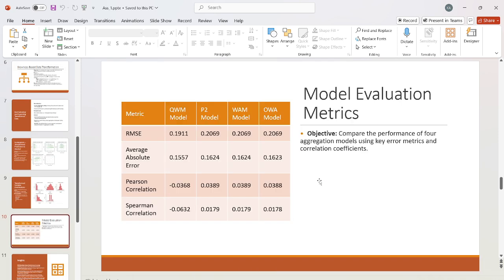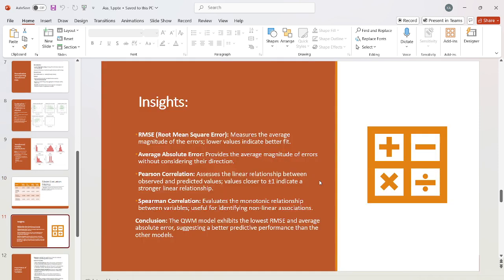Model evaluation metrics. These are the metrics of all the models and their insights. I used four different aggregation models to predict alcohol content and compared them using error and correlation metrics. RMSE and average absolute error measure how accurate the model is, while Pearson and Spearman show strength of relationship. The QWM model gave the best performance overall.